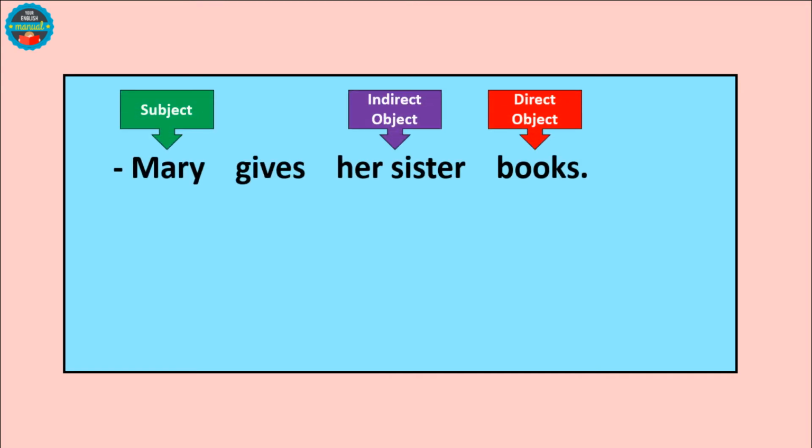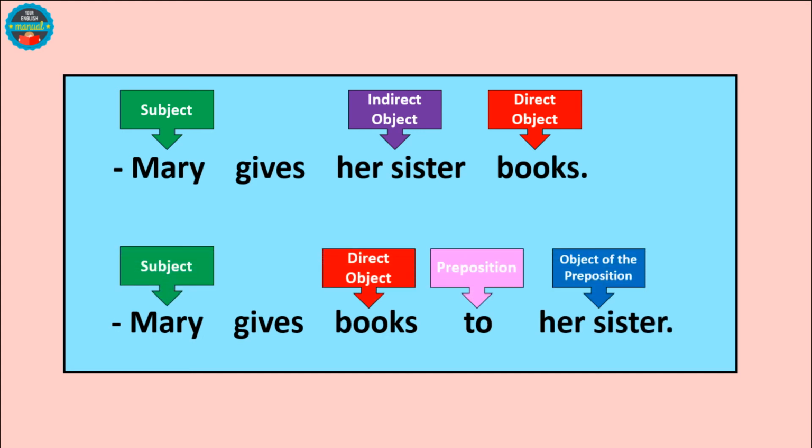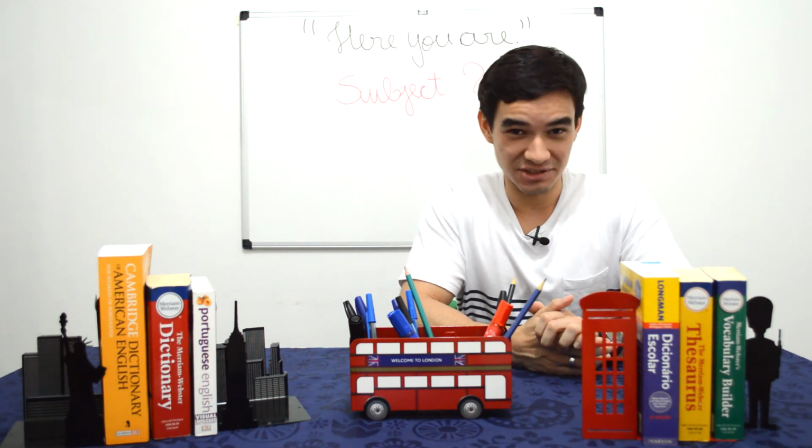So remember, we can write this sentence two ways. Mary gives her sister books. Here, her sister is the indirect object. Or Mary gives books to her sister. Here, her sister is the object of the preposition to, but their meaning is still the same, okay? Let's see some other examples to make sure.